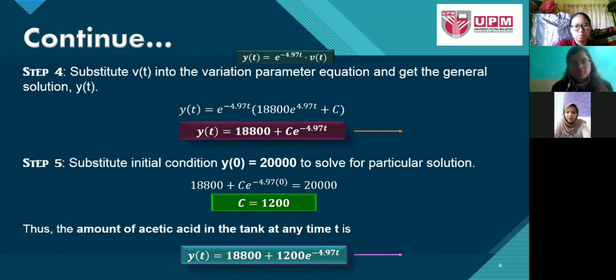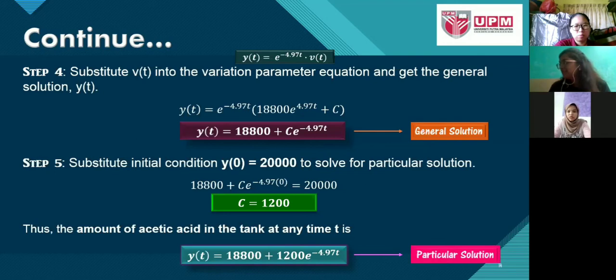Next, for step 4, because we integrated just now, we got the unknown c. So how do we find the value of c? The solution is that we need to substitute back the initial condition, which is y equals 20,000 when t equals 0. So we will get c equals 1,200. So the general equation that we got finally is yt equals 18,800 plus 1,200 e to the power of negative 4.97t.